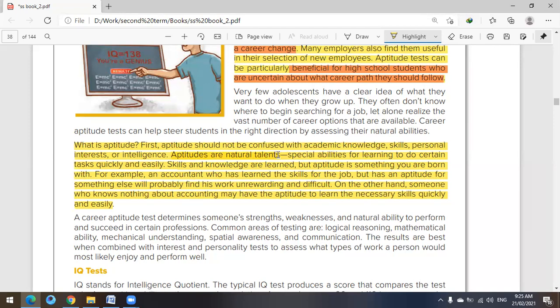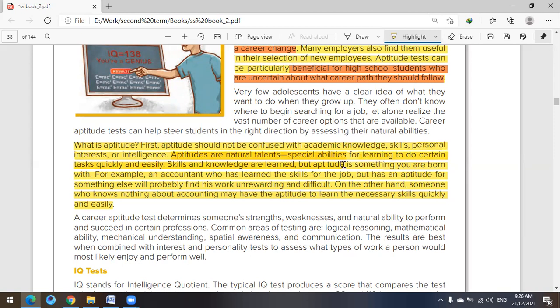We said at the first, if you remember, that aptitudes are not things that we gain from our daily life, but they are natural things. We are born with these things. It's a talent or talents. So aptitudes are natural talents, special abilities for learning to do certain tasks quickly and easily.